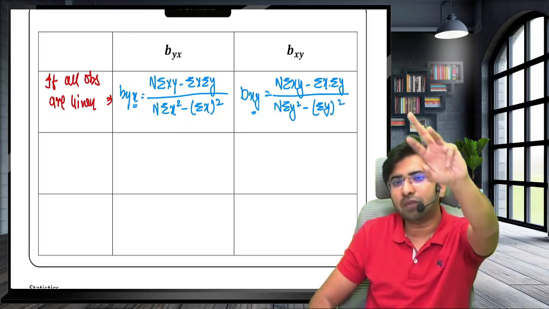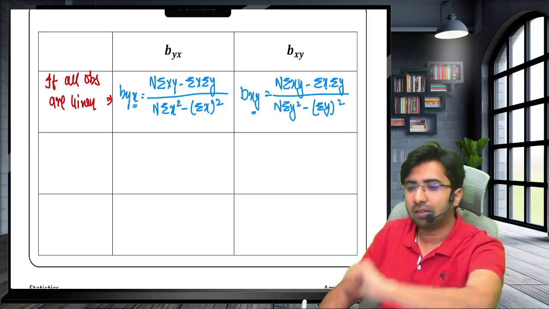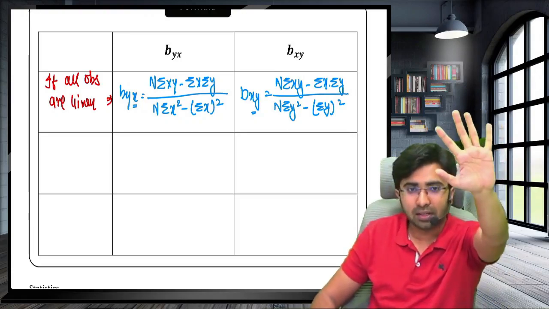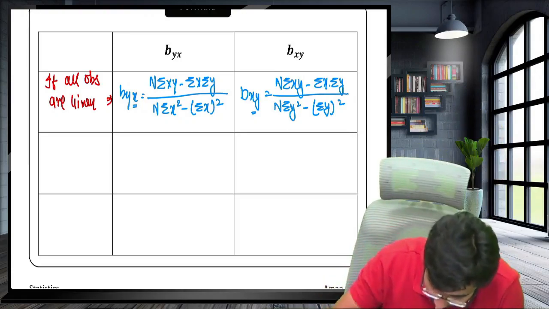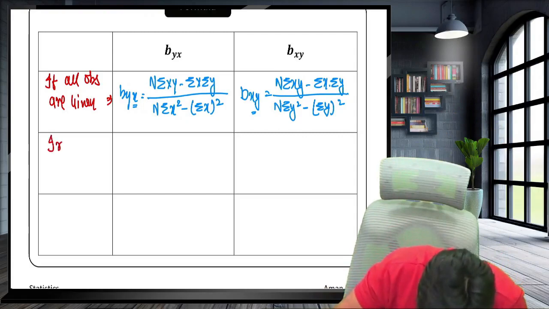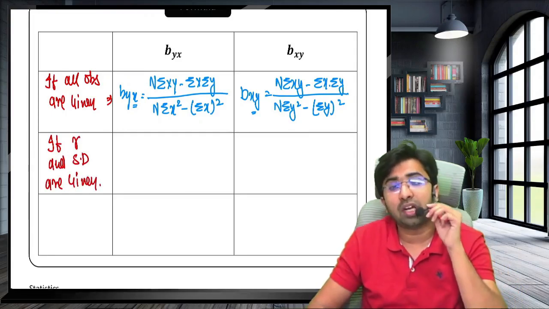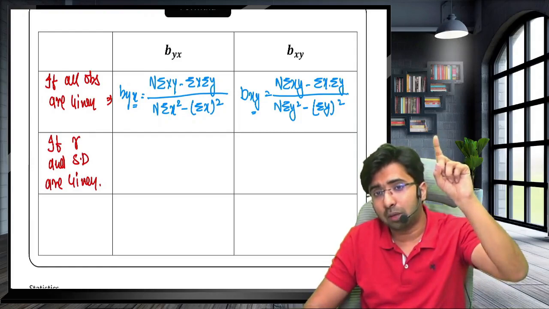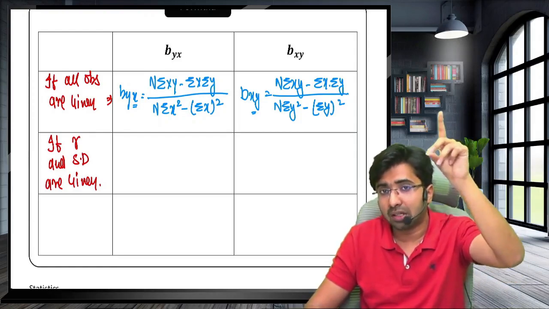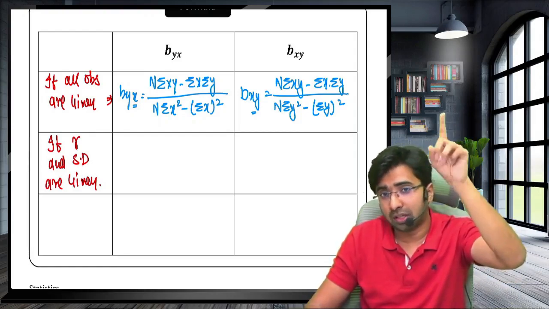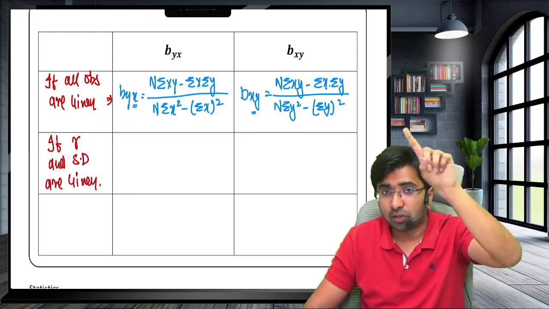This is the same as we have studied in Karl Pearson, correct? Now, write down over here: if r and standard deviations are given, where r means the correlation coefficient we computed in the previous chapter, whose value lies from -1 to 1.